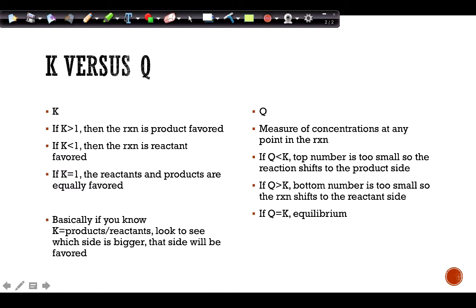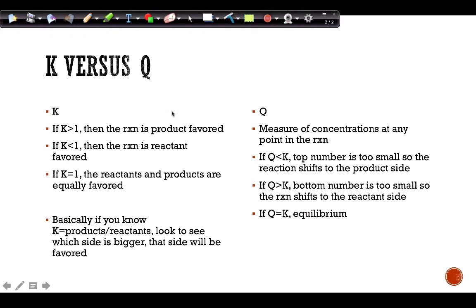All right, so now K is the equilibrium constant. That will never change. The only thing that changes K is going to be temperature. Now, if K is greater than 1, then the reaction is product favored. So I'm going to make a lot of products. If K is less than 1, the reaction is reactant favored, and I'm not going to make as many products. If K is equal to 1, the concentration will be pretty much the same. The reactants and the products are going to be equally favored.